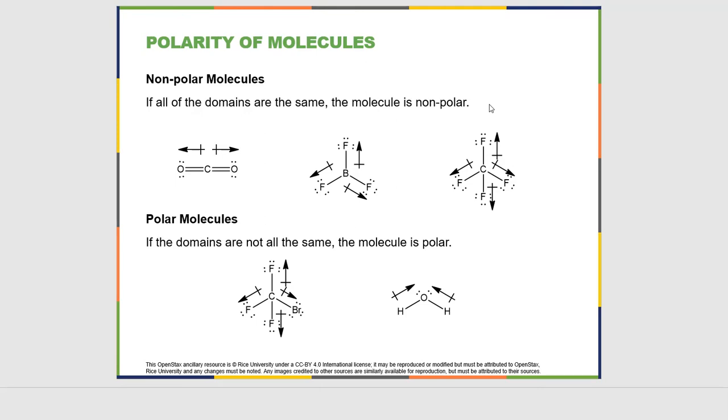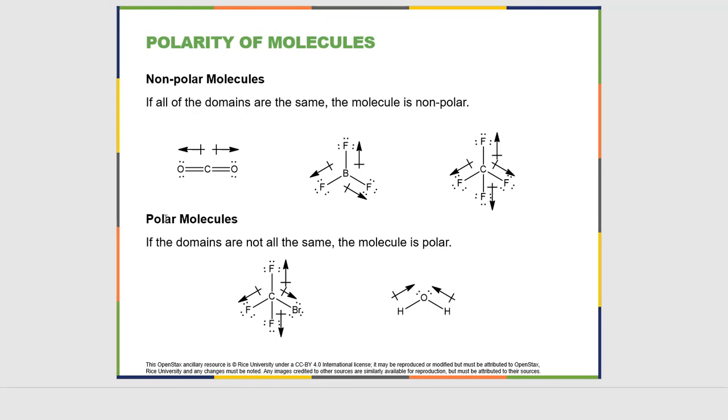Remember that domains are atoms and lone pairs. So if all the atoms are the same, then it's going to be nonpolar. Note that if it has lone pairs, they're not all going to be the same because it's not going to have all lone pairs, right? If it has all lone pairs, it's not a molecule, it's just an atom.